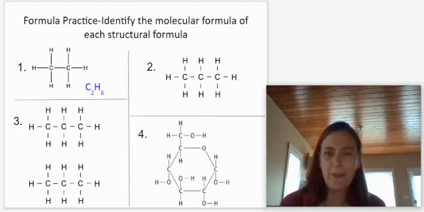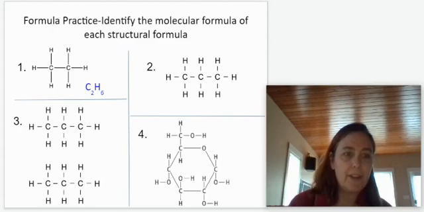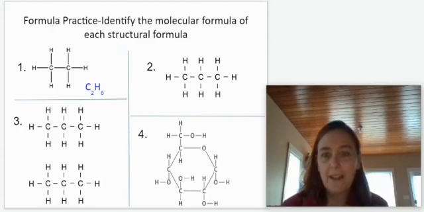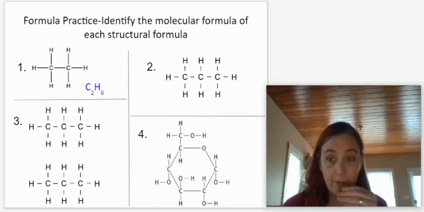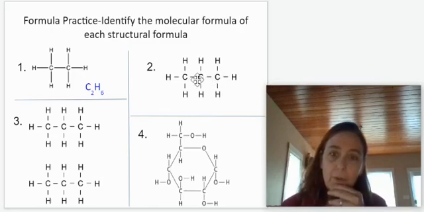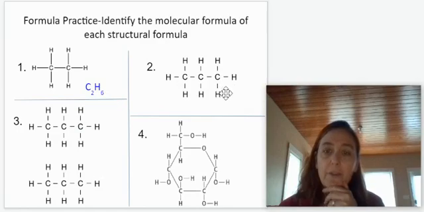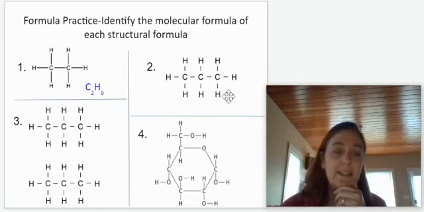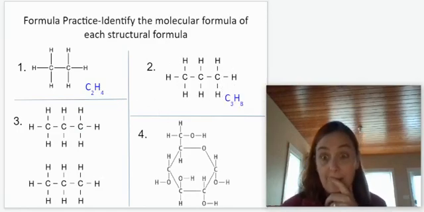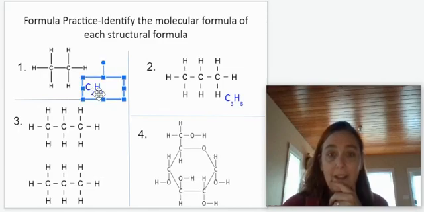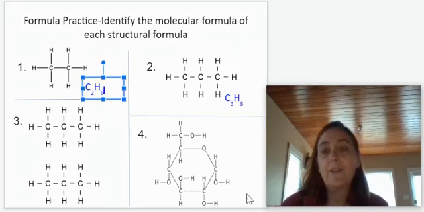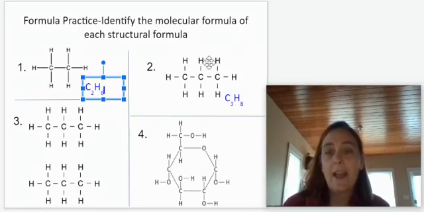Okay. So what about the second one? What are we going to get for the second one? Well, we have everything connected, so it's just one molecule, so we're not going to have a number in front. We have 3 carbons, and we have 3, 6, 8 hydrogens. Let's see if I did better this time. I did. We have 3 carbons and 8 hydrogens. Okay.